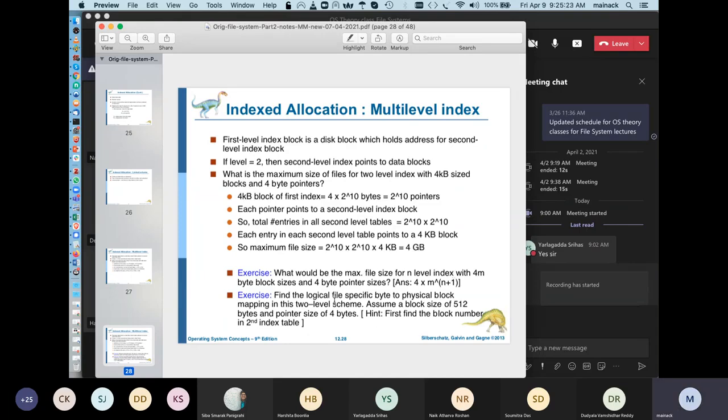If you can do these two exercises, then you know that you understood multi-level index, which is not hard to understand perhaps, but extremely useful and actually used. Like if you have done the PintOS file system implementation, you would have seen that you need to implement multi-level index for indexed allocation.